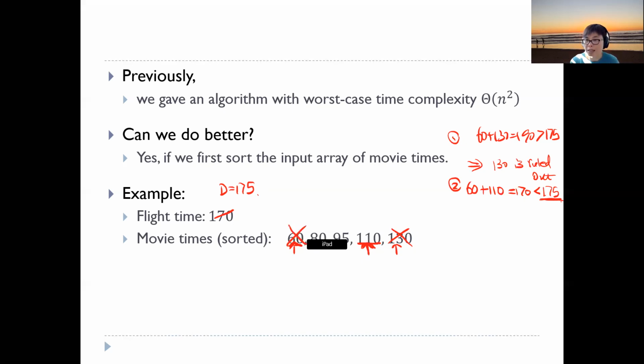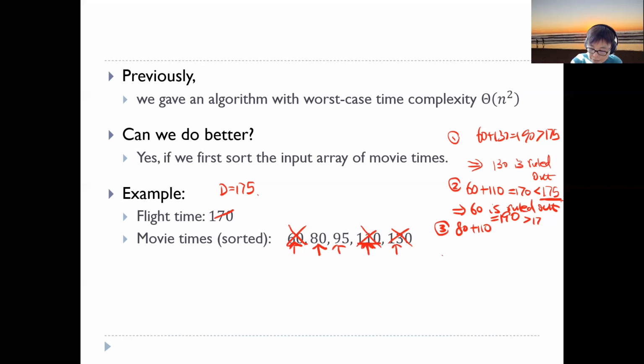It's not possible to have 60 pair up with another movie whose total time is 175, okay? Because it's going to be too small. So this means that now 60 is ruled out. That means I can move the pointer here, okay? I continue, now 80 plus 110, that's 190. And this is too large. Again, by the same token, this one is ruled out.